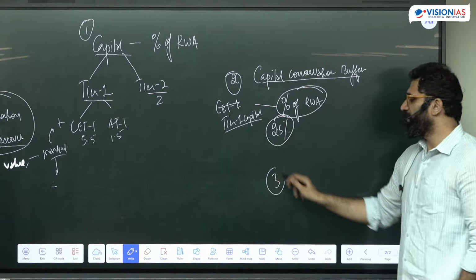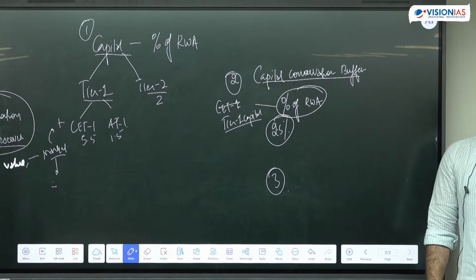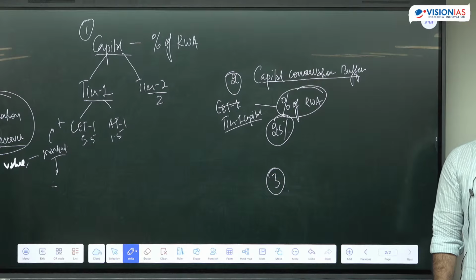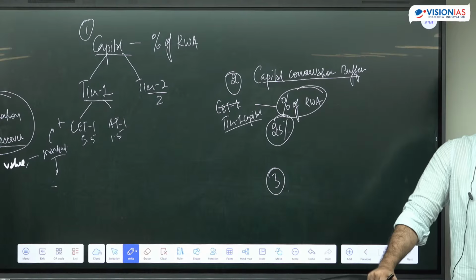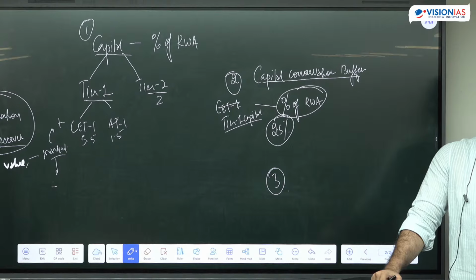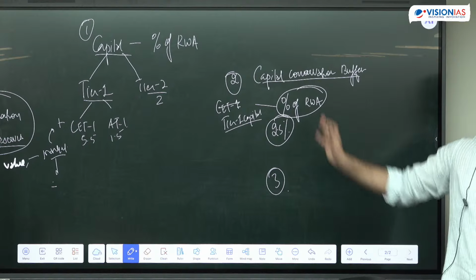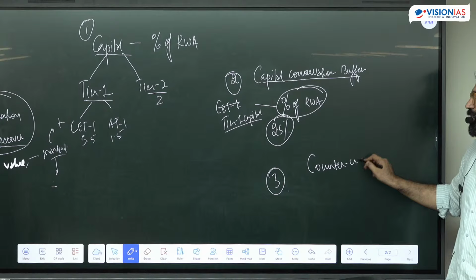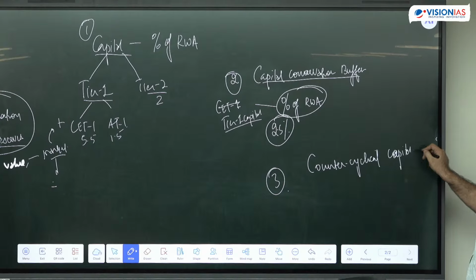Third thing they added, you should also protect yourself from bad times by doing extra in good times. The dialogue here is that the roof is repaired when the sun is shining. The roof is not repaired when it is raining. So when you have good times, then keep extra money apart from these two also. This is what they called as counter-cyclical capital conservation buffer.